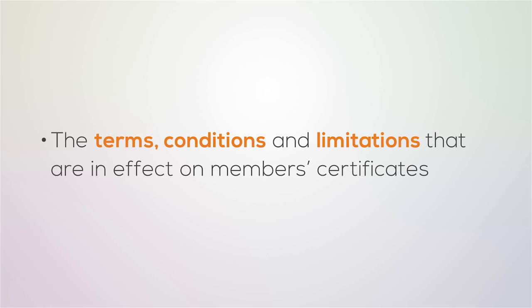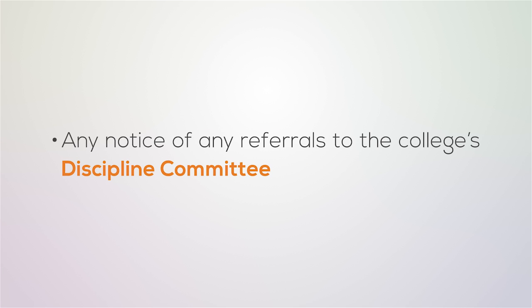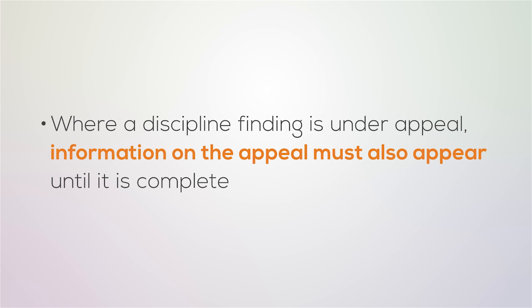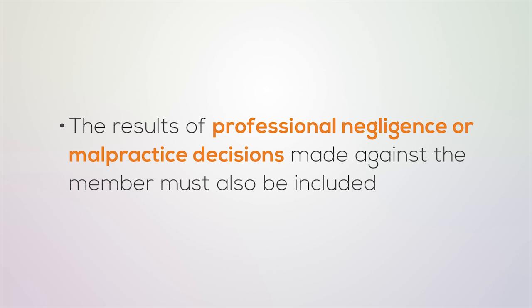and limitations that are in effect on member certificates, any notice of referrals to the college discipline committee, the results of any discipline or incapacity hearings that relate to the member, except where there are defined circumstances that do not permit that. Where a discipline finding is under appeal, information on the appeal must also appear until it's complete. The results of professional negligence or malpractice decisions made against the member must also be included.